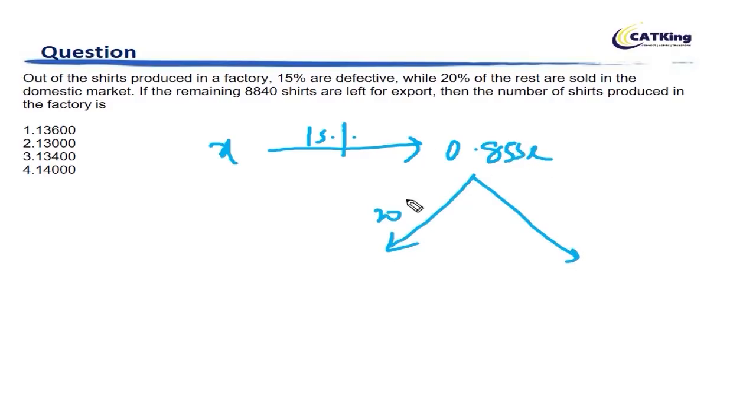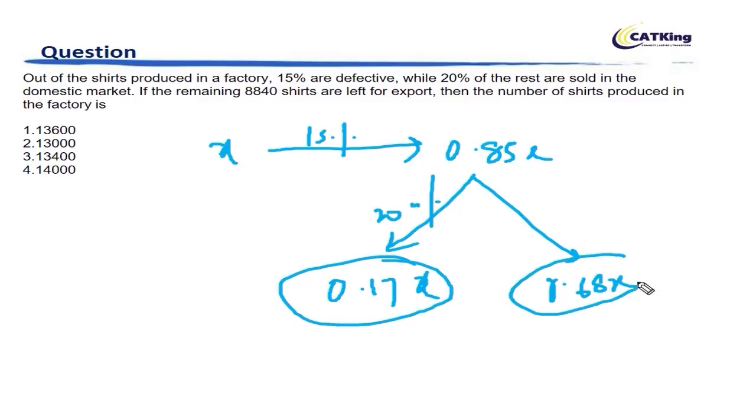So 20% is 1/5, so 0.17x is sold in the domestic market. The remaining 0.68x must be left for export. So 0.17x and 0.68x. Now 0.68x is equal to 8840.